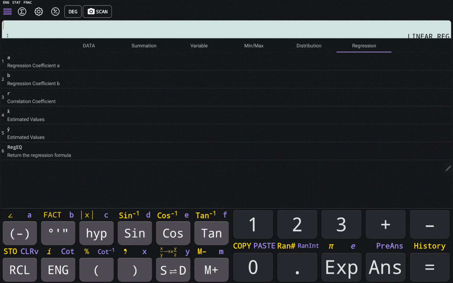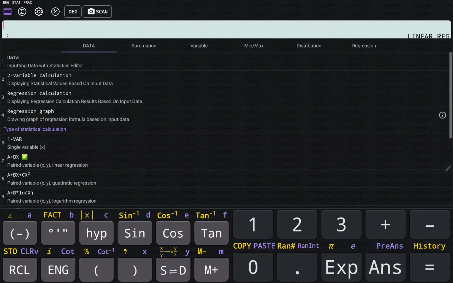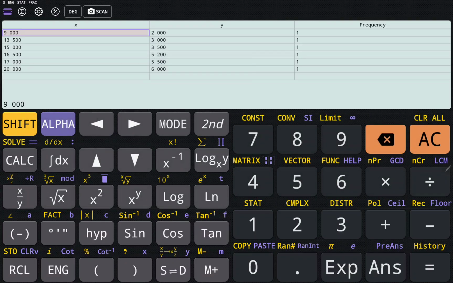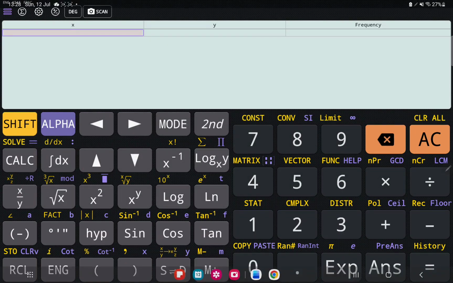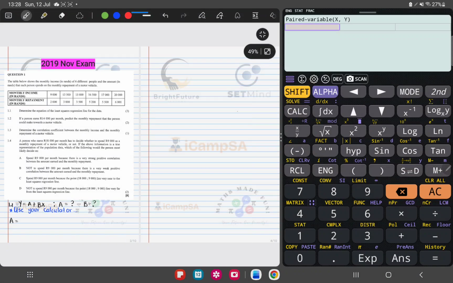So we can go to data. This already has something here, so I'm just going to clear it. And then there we go. In your table, you'll put in the x values and the y values. So let's go and start.